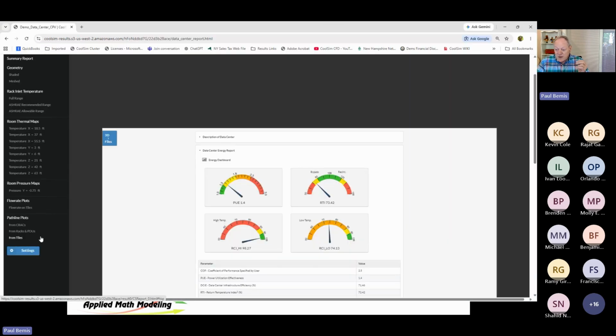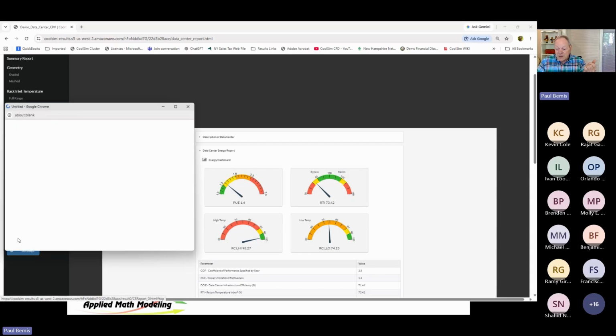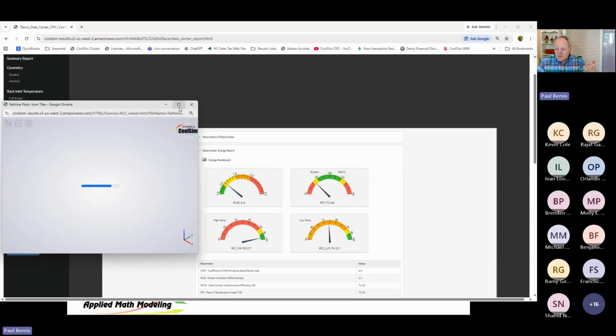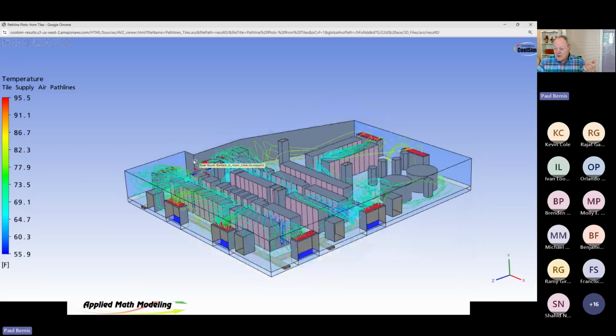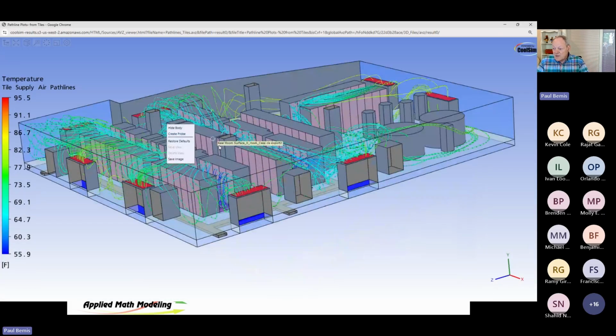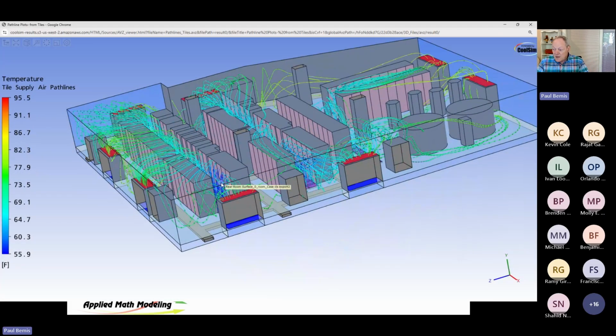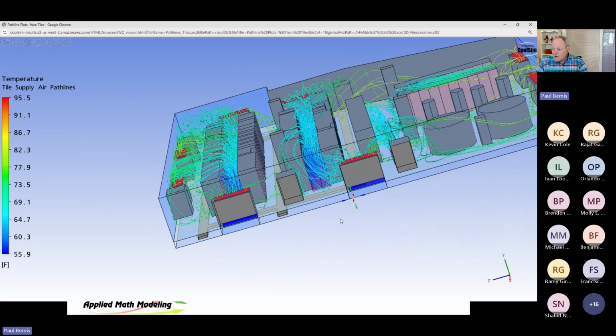Now let's go take a look at some of the airflow and you'll see why. Down here at the bottom are pathline plots. These are very handy in my estimation for understanding what's going on. Let's first take a look at air from tiles. We separate them to make it easier to see. But here's airflow coming from tiles. Now, you expect the air would come up out of the tile and go into the server.